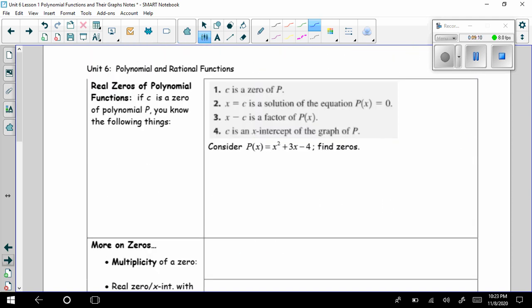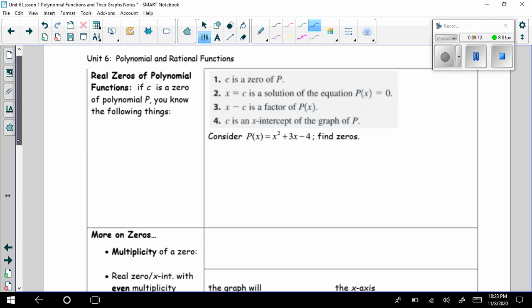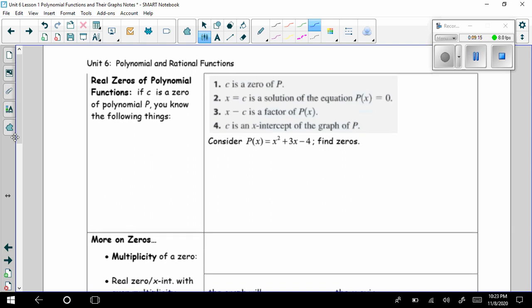Okay, switching into zeros of a function and finding those solutions. We've done this before with just quadratics, so just running through that one more time. Remember that c is a zero of your function p if you can solve for x equals c. Then that becomes a solution of the equation where p of x is equal to 0. x minus c would be a factor of p of x, and c is an x-intercept of the graph itself. So c is a constant value that we can find.